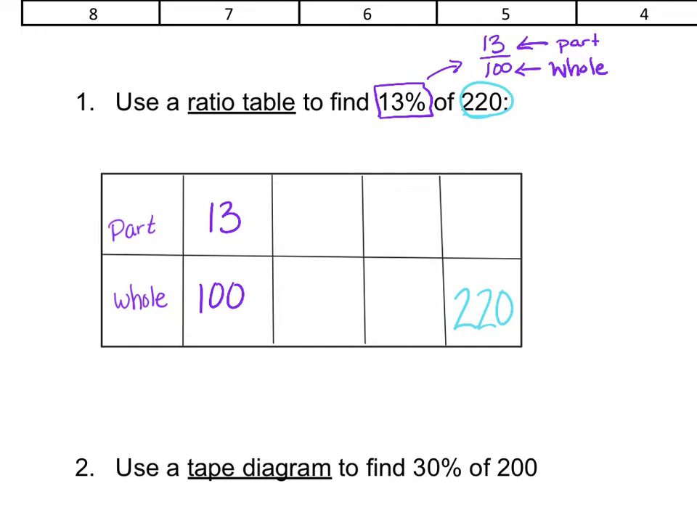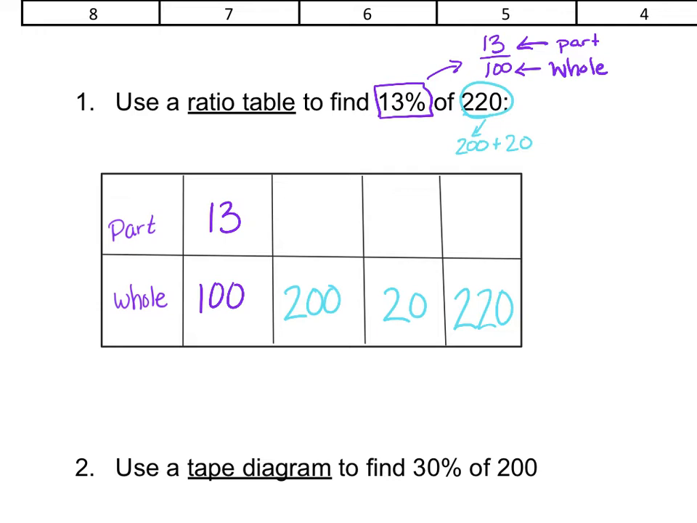I'm then going to find different parts that add up to 220. So I'm going to break up my 220 into 200 plus 20. If I can find the percent for 200, and then the percent for 20, then I can add those together to find my part for my 220. So I'm going to put 200 in here and 20.